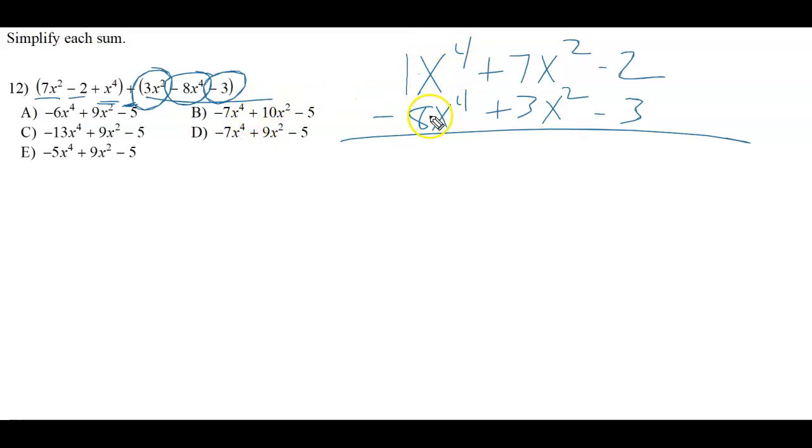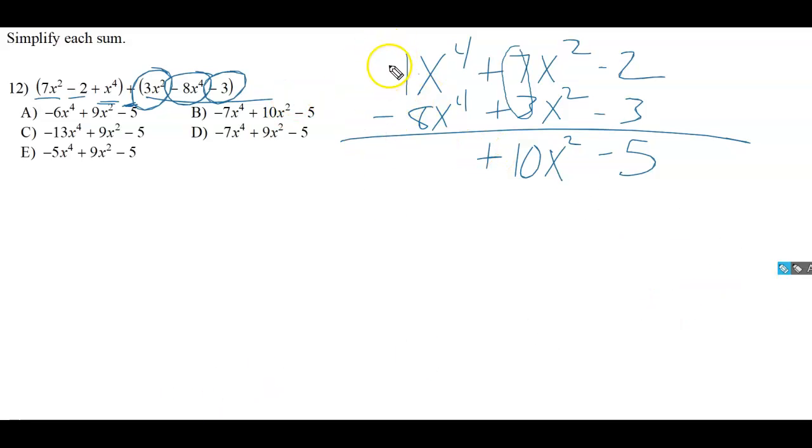And basically, all we're doing is we're combining these together. So what does a negative 2 and a negative 3 make? Well, if you combine those, that makes a negative 5. What does a positive 7x squared and a positive 3x squared make? Well, when you're adding like terms, you only add the coefficients, and the variable and exponent don't change. So 7 and 3 make 10, so now we've got 10x squared.